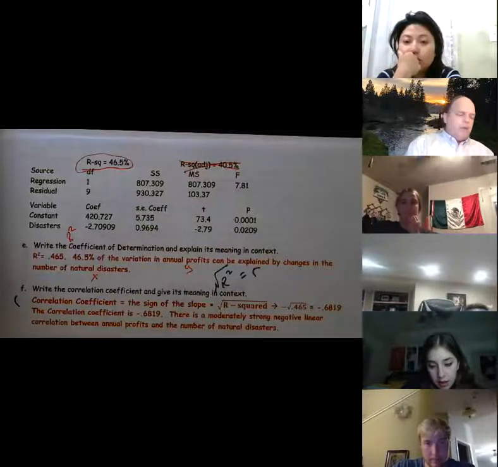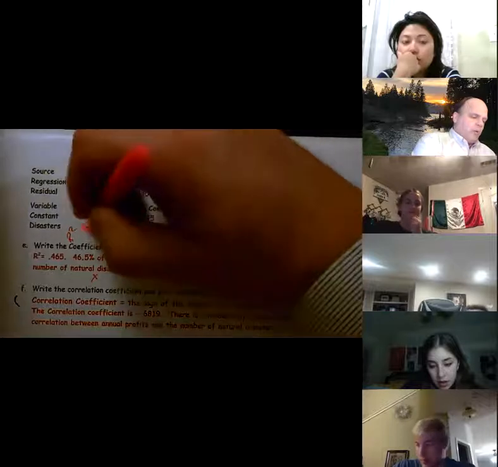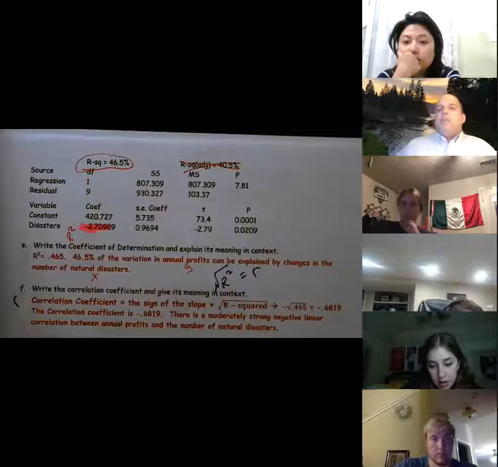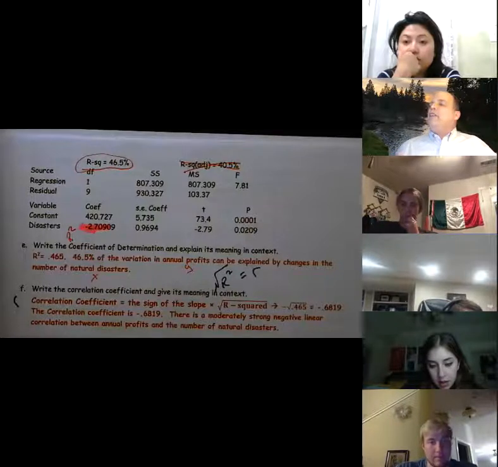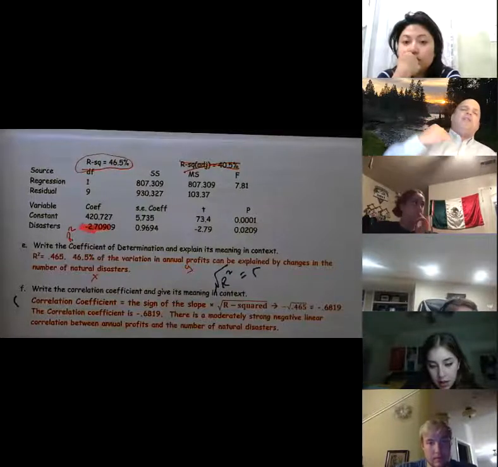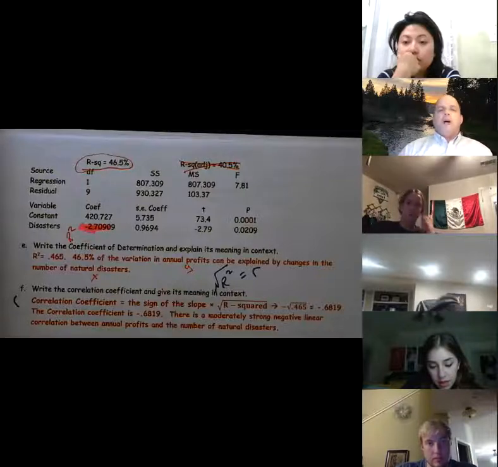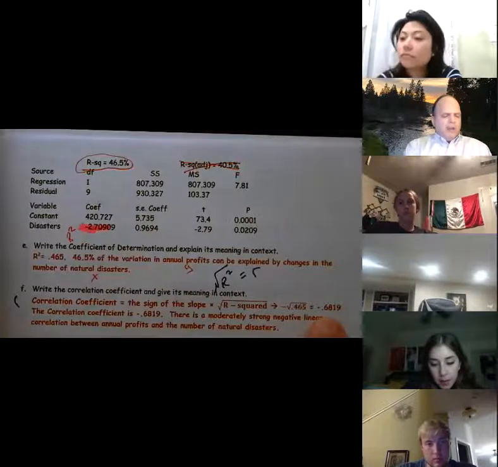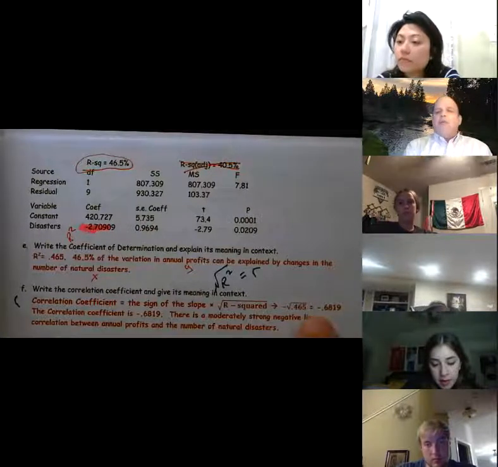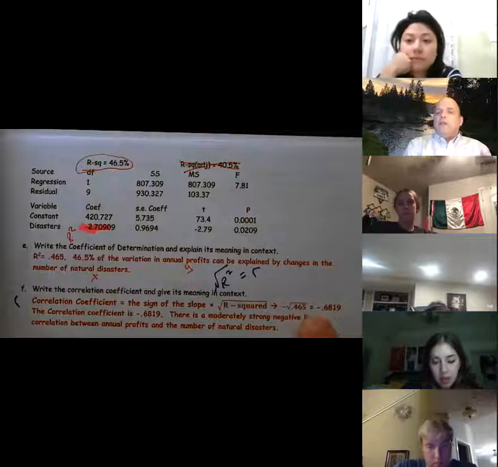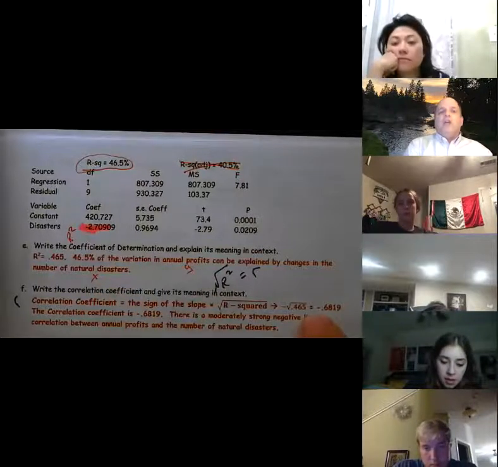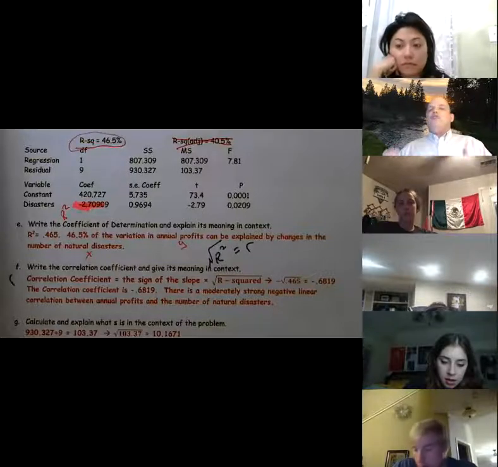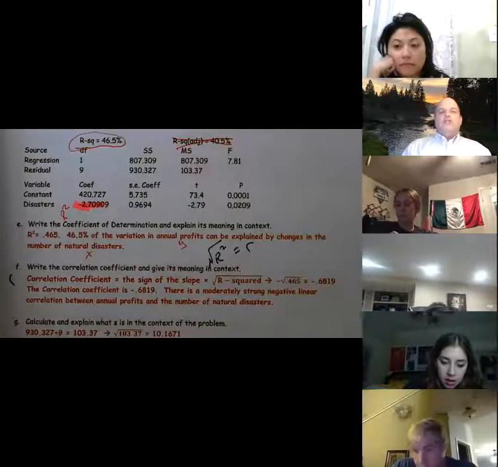The only thing we have to worry about is the sign of the slope. And the sign of the slope, and boy, I messed it up when I marked on it, happens to be negative, so we have a negative relationship because every time we have a natural disaster, we're going to lose more money. So if I take the square root of r squared, I end up getting 0.6819, and it happens to be negative because the slope is negative. So for the correlation, we state what it is, and there is a moderately strong negative linear correlation.